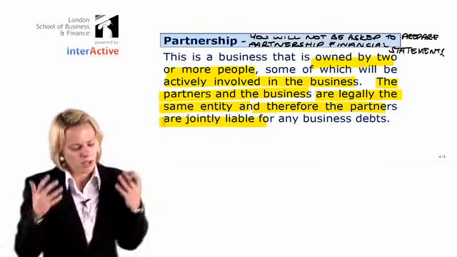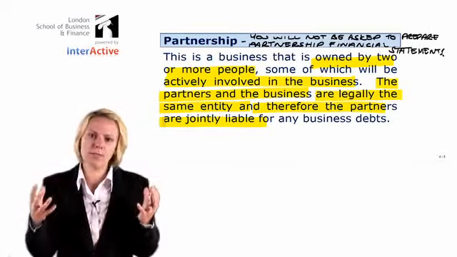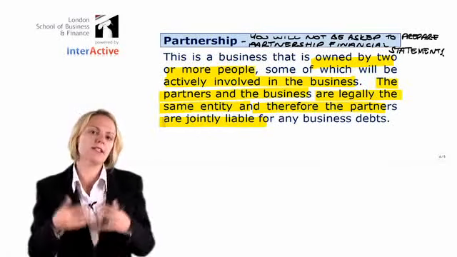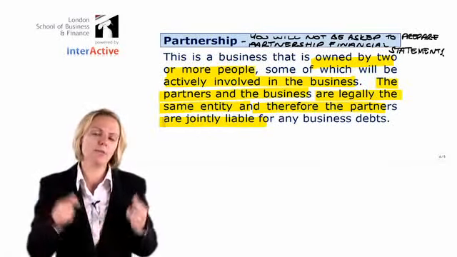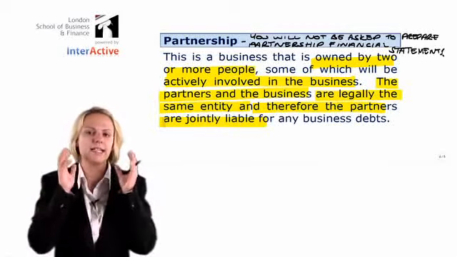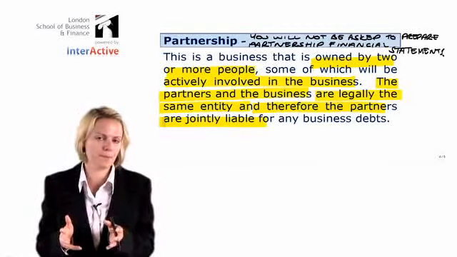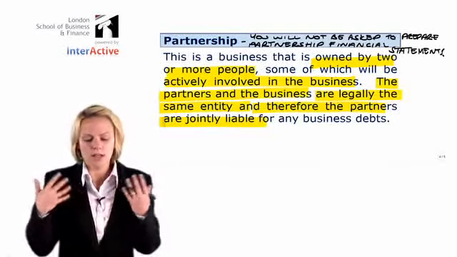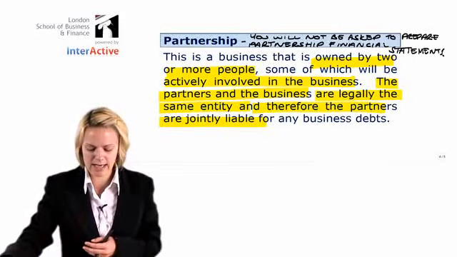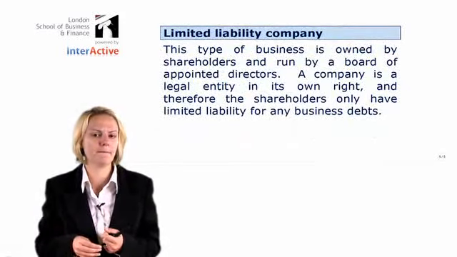Okay? So, partnership, two or more people, the business and the partners are one and the same thing in the eyes of the law, and therefore, if the business can't pay its debts, then the partners have their own assets on the line. They need to use their own assets to pay those business debts if the business cannot afford them. Okay? The final type of business that you would see in F3 is a limited liability company.